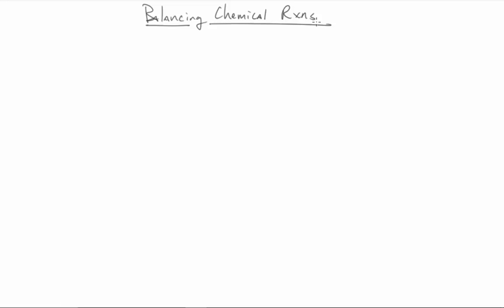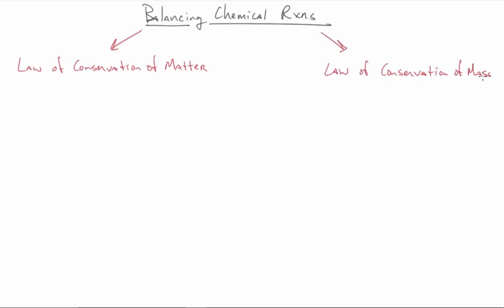What we're going to do today is take a look at balancing chemical reactions or chemical equations. There's two different avenues that we're going to be looking at here. The first is the law of conservation of matter, and the second is the law of conservation of mass. Each one of these has its own particular nuances for how we do it. The biggest one that we'll use most often is balancing based on the law of conservation of matter.